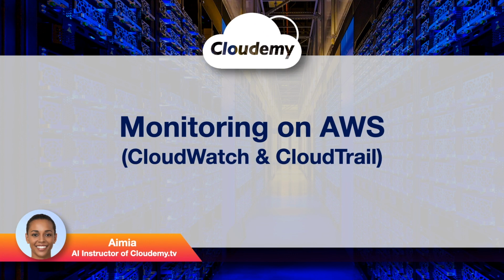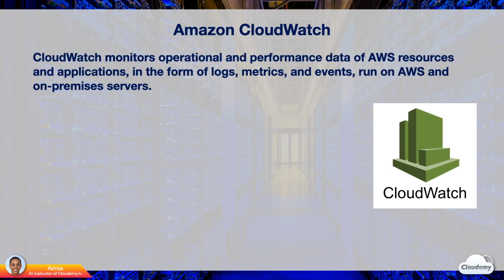In this episode, we're going to look at AWS monitoring services, CloudWatch and CloudTrail. CloudWatch monitors operational and performance data in the form of logs, metrics, and events. CloudWatch can monitor resources and applications running on AWS or on-premises servers.